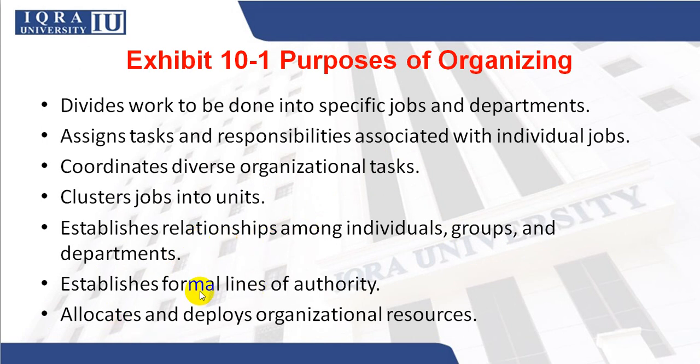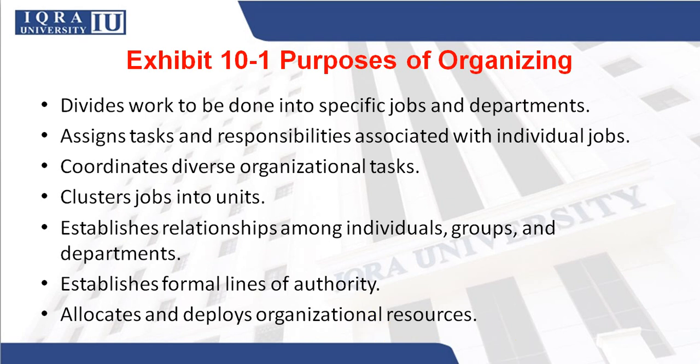It establishes formal links of authority. We get to understand who has to report to whom, who is in the position, who is in power, who is leading which department. So each and everything becomes quite crystal clear. Allocate and deploy. Deploy means utilize. Allocate and utilize organizational resources. Obviously, when we know how much resources we have and who is going to lead in which capacity, it becomes very easy to allocate and utilize the resources with efficiency and effectiveness that we have discussed in chapter number 1.